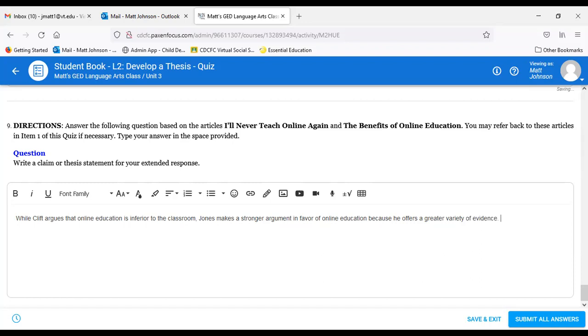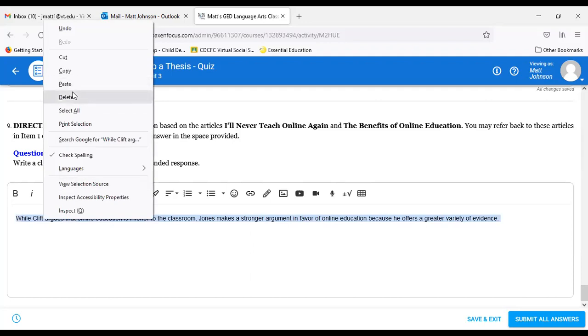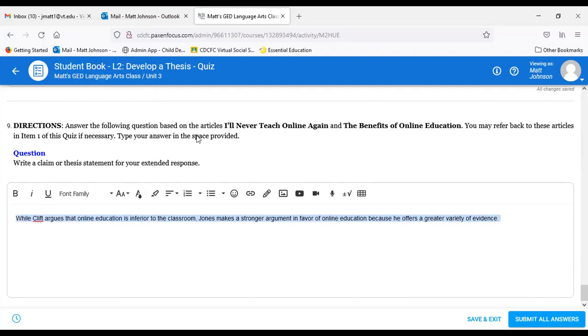I'm going to copy and paste this in. If that's the one you want to use, you can use that. Now you see, right? This would be our argument, right? This is going to be our thesis for when we write. That is what you would do for the rest of your writing, is explain why Jones has better evidence.